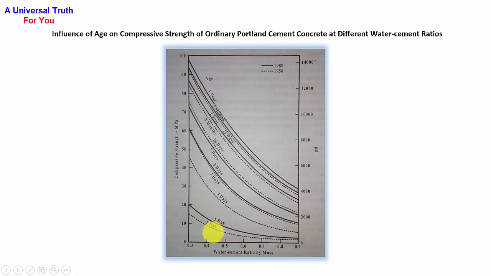And this is the age from 1 day, 3 days, 7 days, then 28 days, 3 months and 1 year. So the continuous line is of 1980 and the dotted line is 1950. So this figure gives the information about the influence of age on compressive strength of ordinary Portland cement concrete at different water cement ratios.